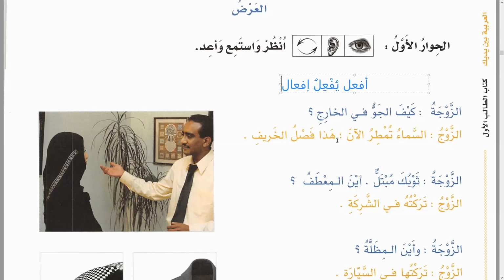Okay, so as-sama'u tumtiru al-an, hadha faslul kharif. This is the season. Fasl could mean class, fasl could mean various things. Fasl could mean season also. Like the autumn season, and kharif is the autumn season.